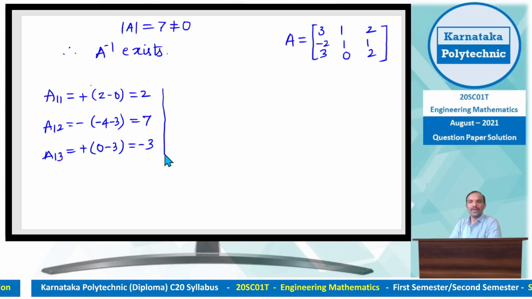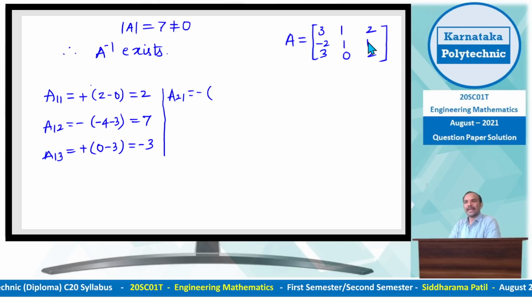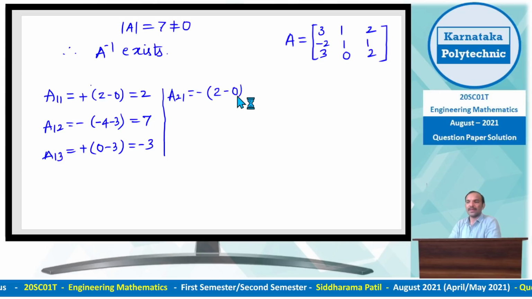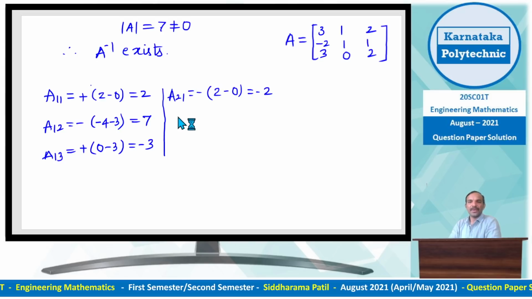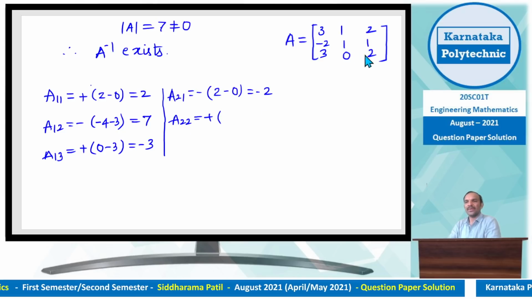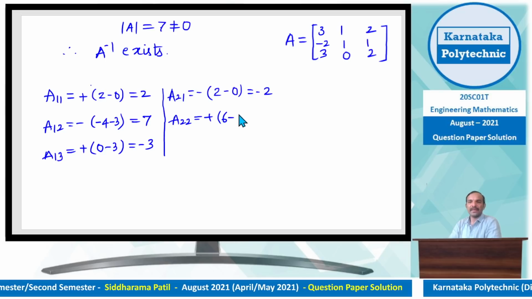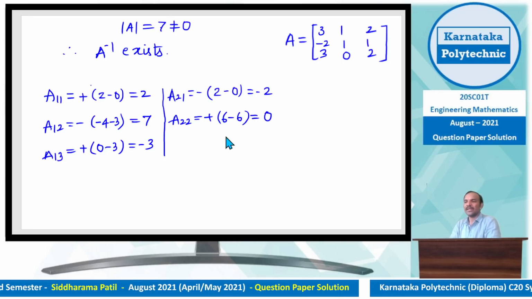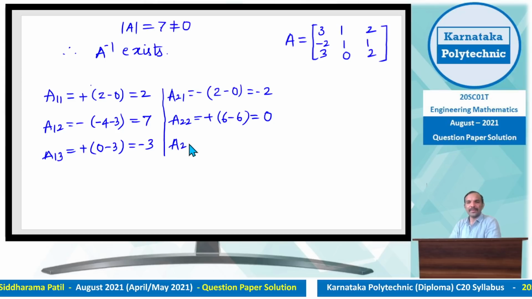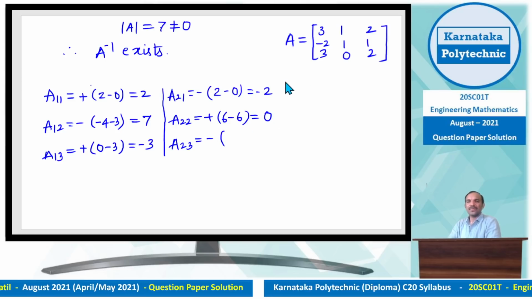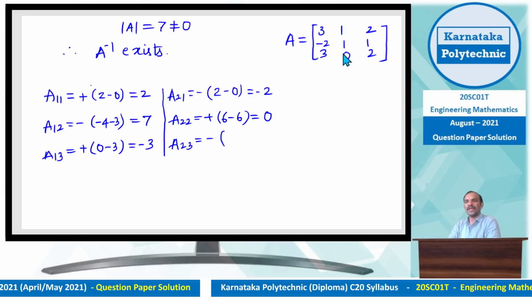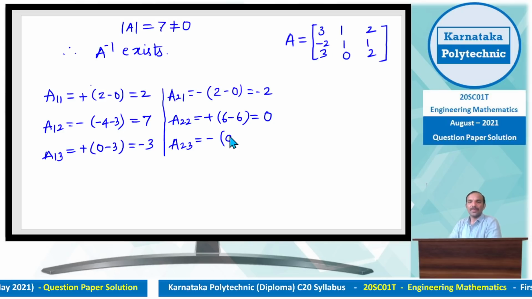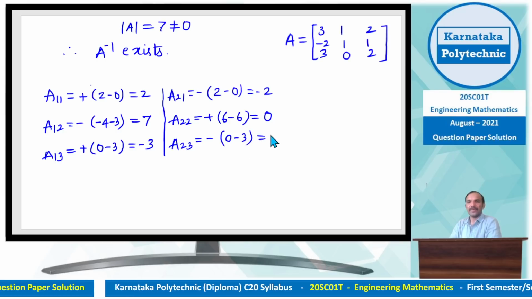Now, coming to second row elements. A21 minus, second row first column: 1 into 2, 0 into 2, 2 minus 0, that is equal to minus 2. A22 plus, second row second column: 3 twos are 6, 6 minus 6, that is equal to 0. A23 minus, second row third column: 3 into 0, 3 into 1, 0 minus 3 is minus 3.